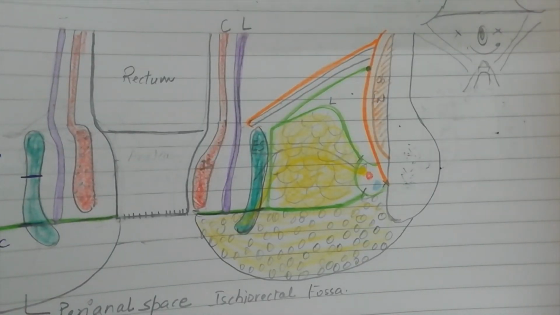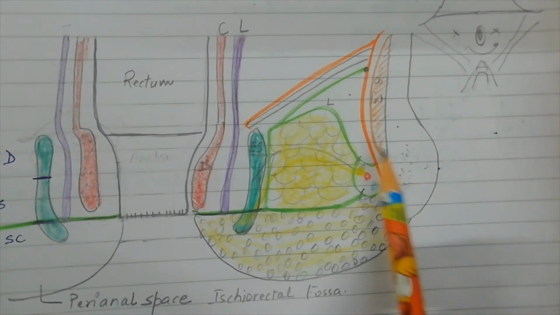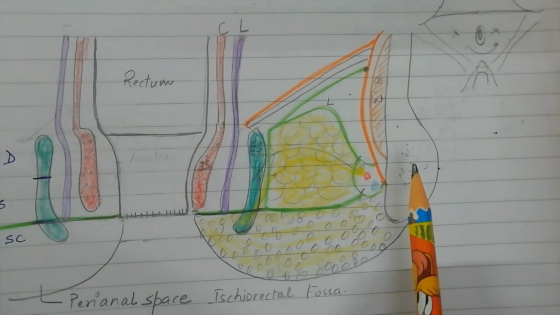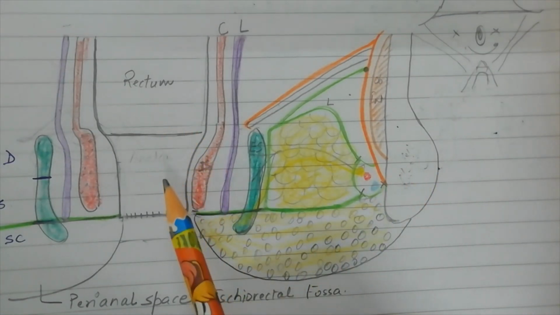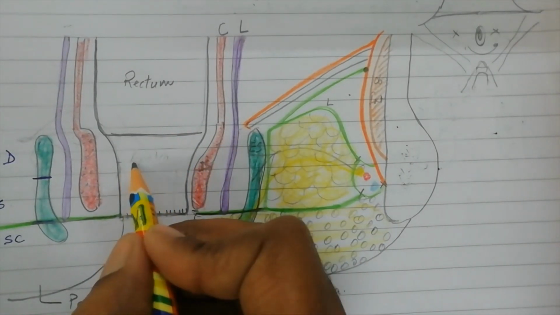We will talk about the ischiorectal fossa. That is an important structure in the anal triangle. Basically, the ischiorectal fossa is the space on each side of the anal canal. This is the rectum. Below the rectum, this is the anal canal.